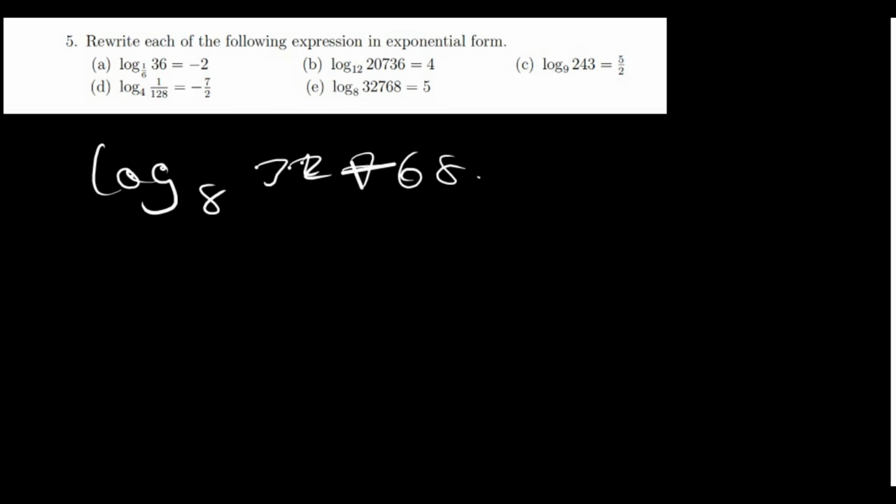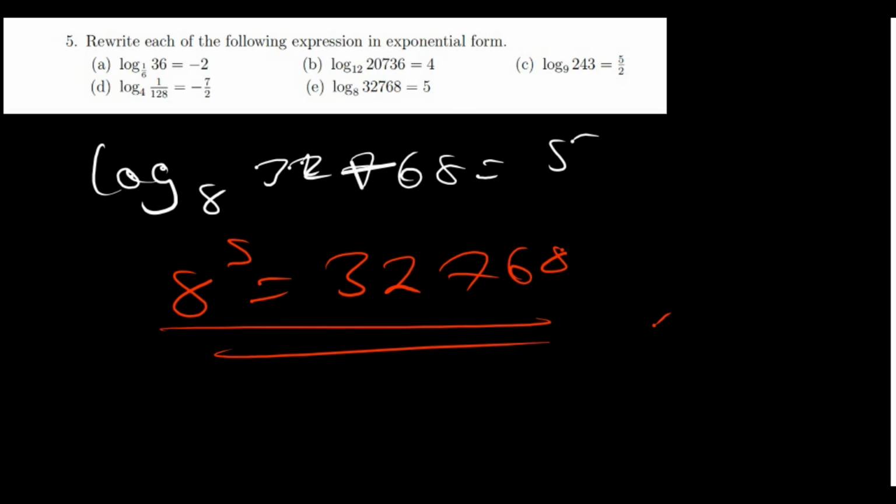Now the last one is saying we have log base 8 of 32,768 is equal to 5. So this is just supposed to be 8 raised to the power 5 is equal to 32,768. That is now an exponential. Now that we know how to come from log to exponential, let's see the next question, which is going to be talking about coming from exponential to log.